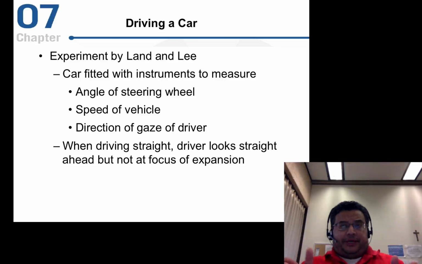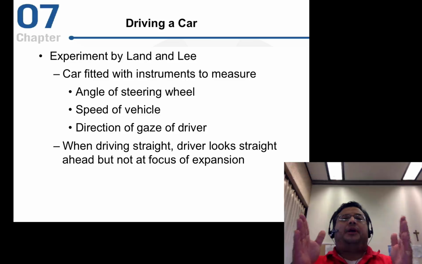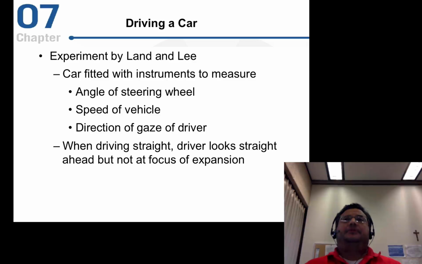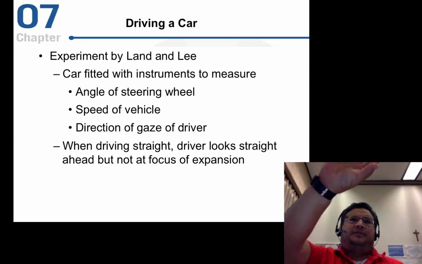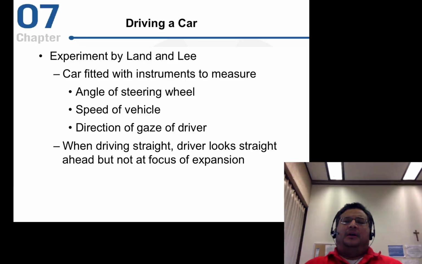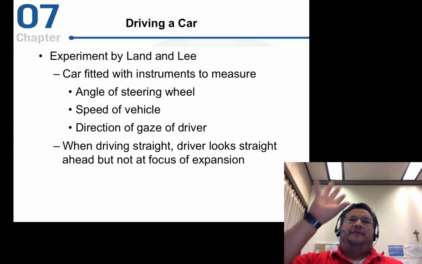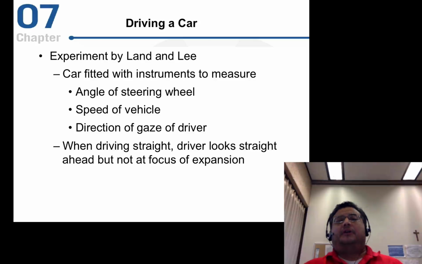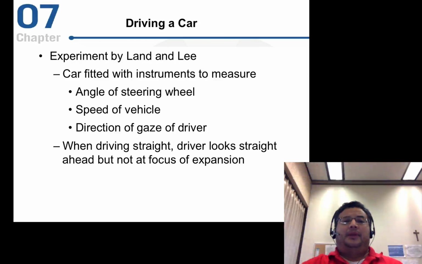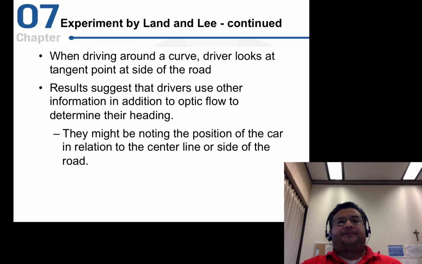When you're driving straight, it turns out you're looking dead ahead, but you're not looking at the focus of expansion, which makes sense because the focus of expansion is where the optic flow is originating from. But as a driver, you're more concerned with things right in front of you. So while we are looking ahead, we aren't looking at the focus of expansion when we're driving a car. Rather, we're looking directly in front of us.